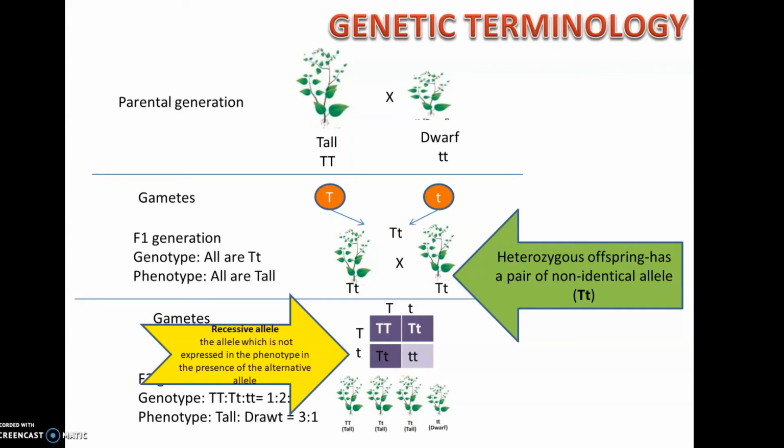The small t gamete represents a recessive allele, the allele which is not expressed in the phenotype in the presence of the alternate allele.